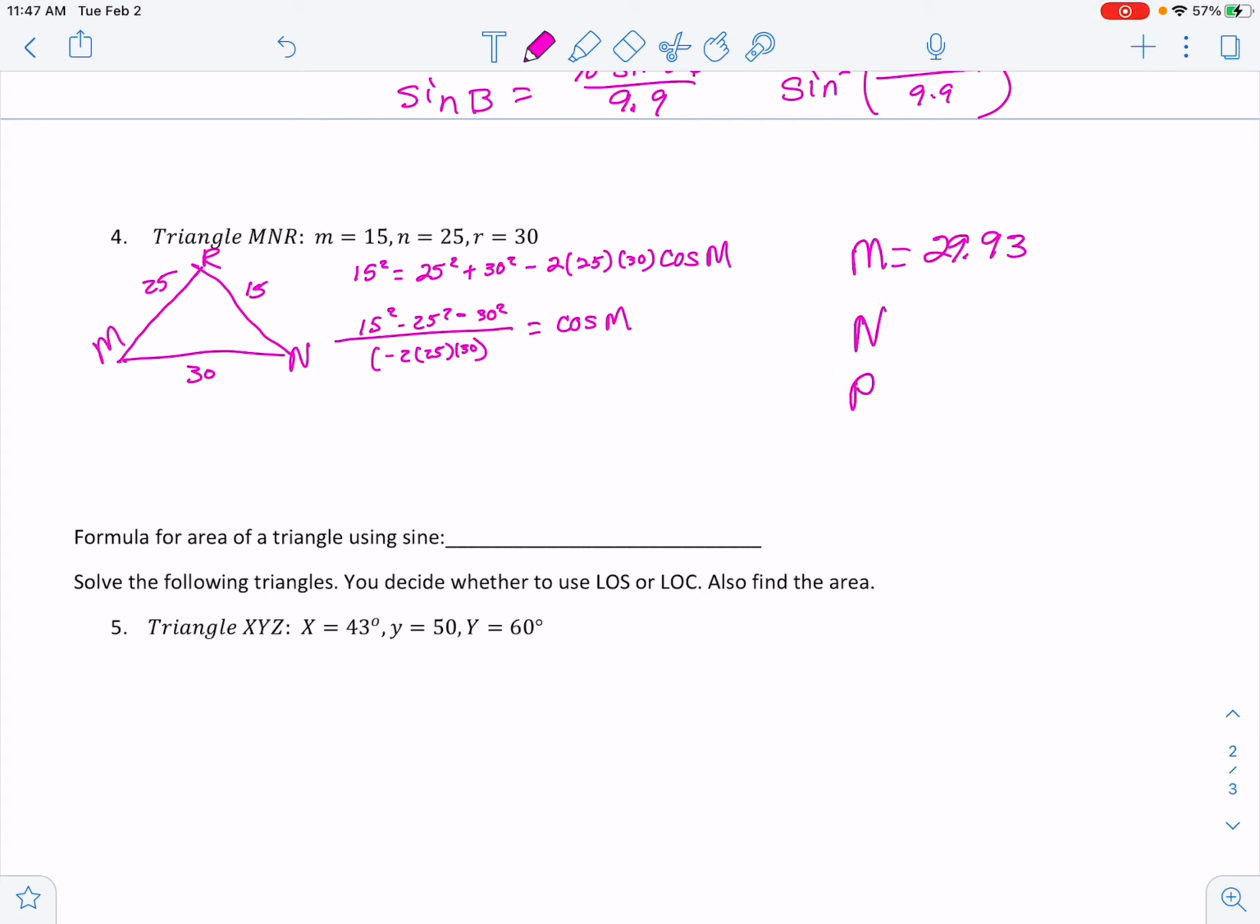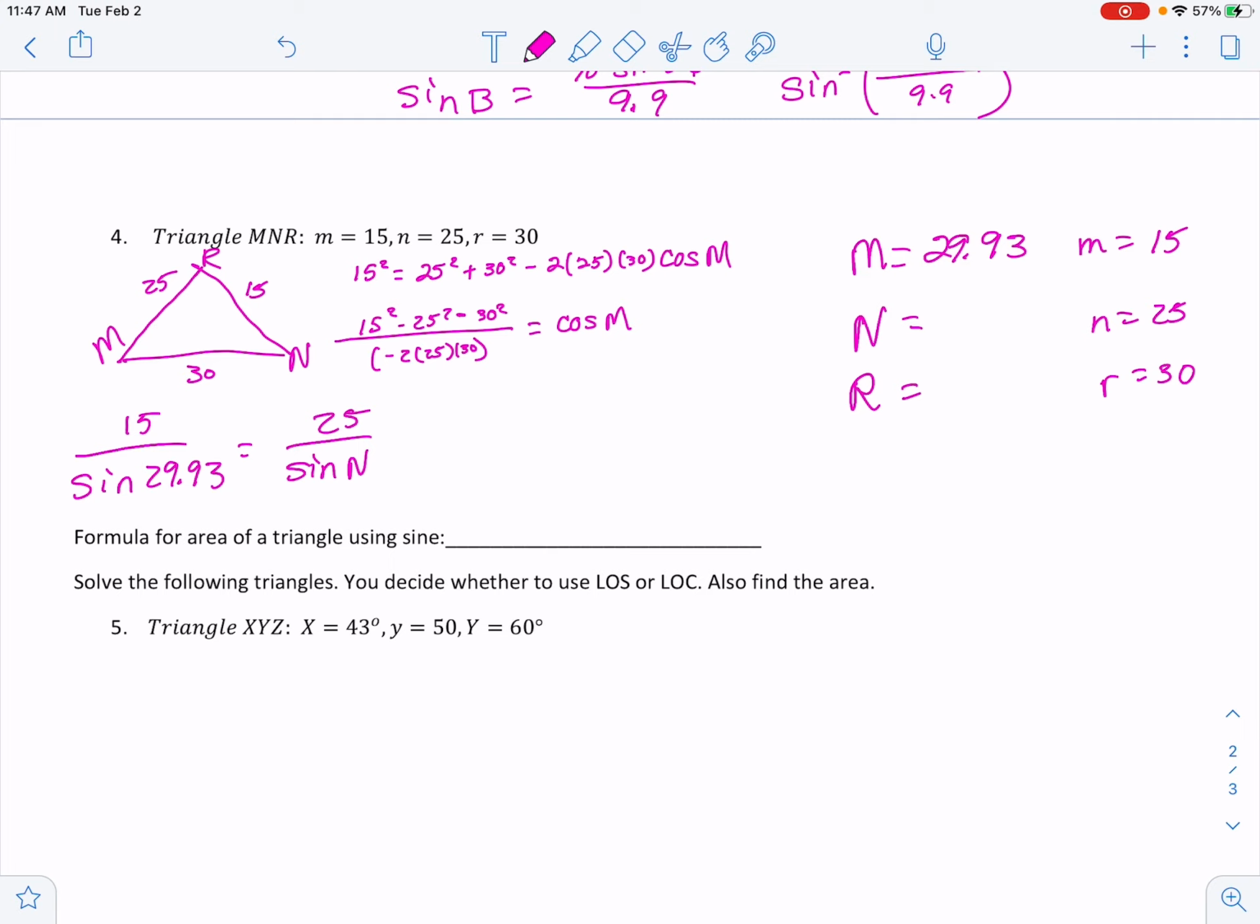I need to find n and I need to find r. I know m is equal to 15, n is equal to 25, and r is equal to 30. Now I can use the law of sines, and I have 15 over the sine of 29.93 equals 25 over the sine of n.